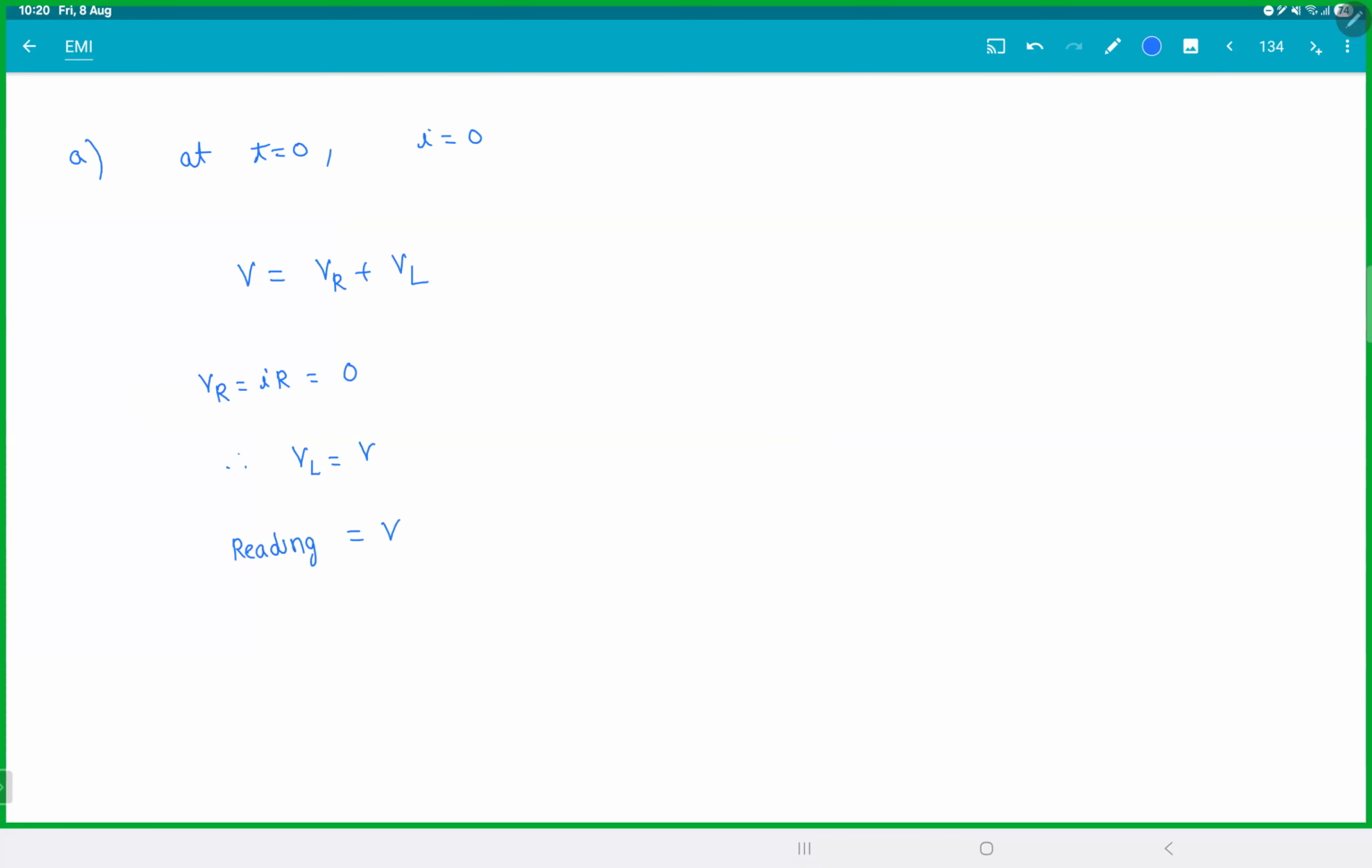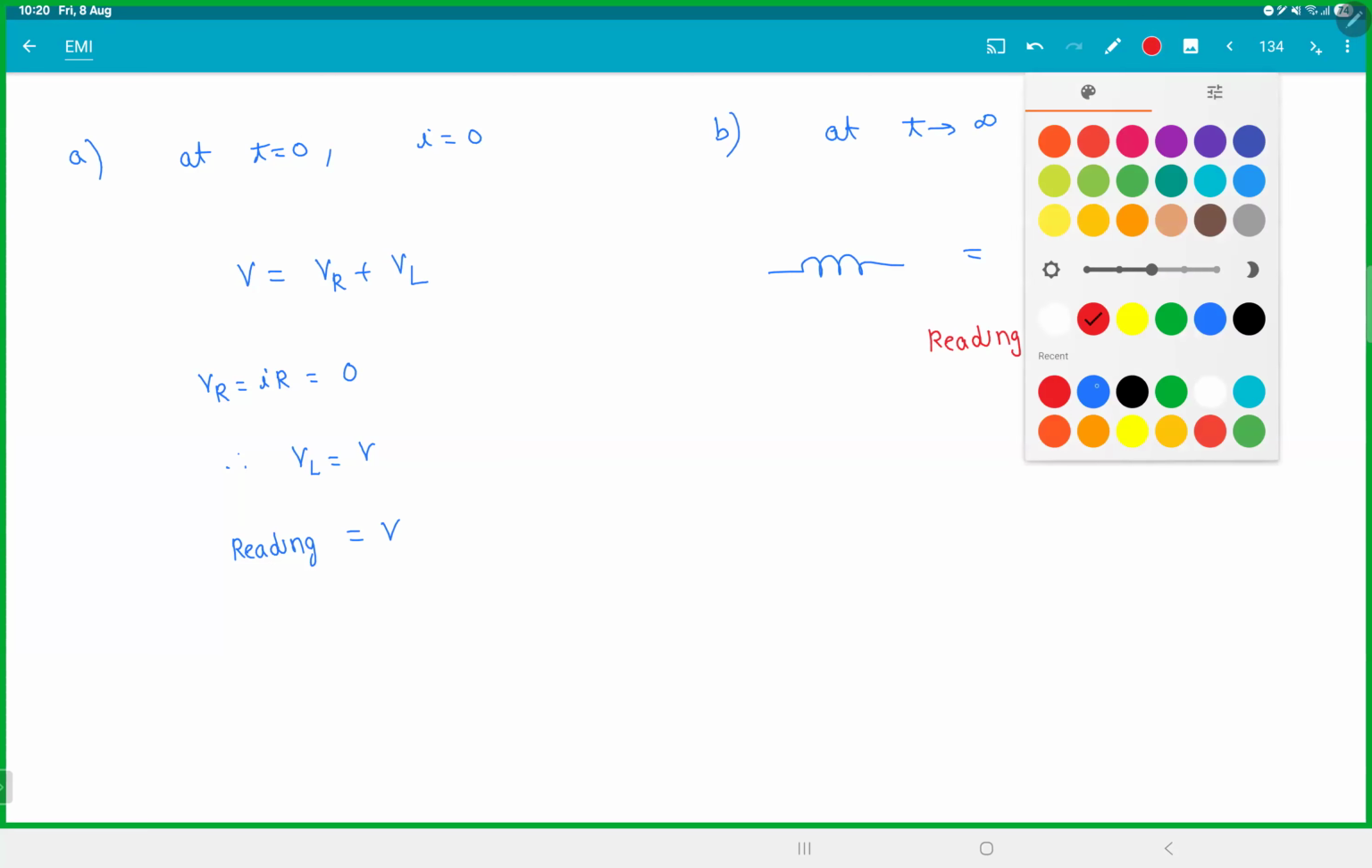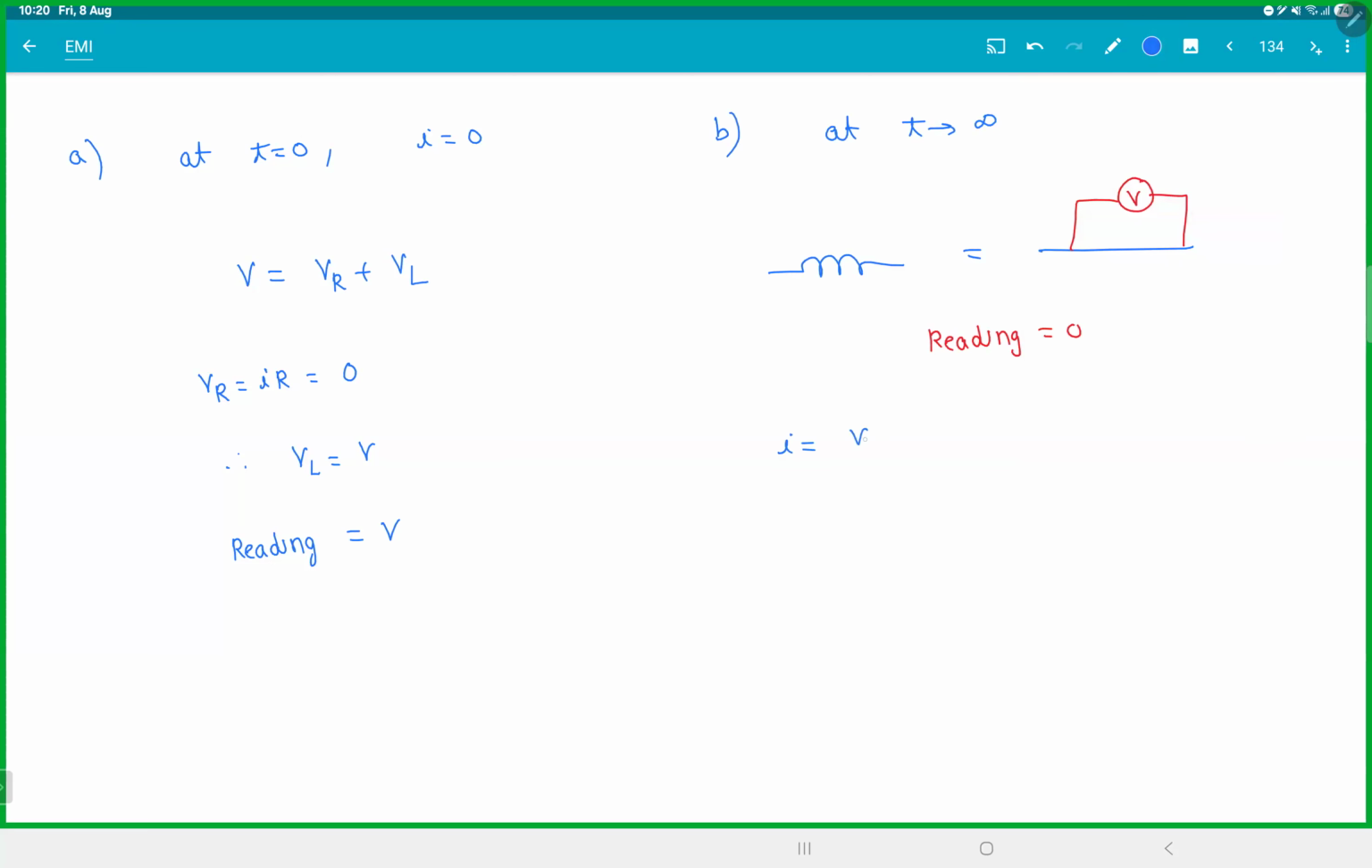Isn't it? If there is no current in the circuit, the resistor will not have any voltage. So all the voltage has gone to the inductor only. It has absorbed all the voltage, but it is not giving any current. If you leave for a long time, t infinity, your inductor simply becomes a wire. Now, if you take a voltmeter and put it here, it is going to show 0. Mathematically, you want to prove, eventually the current becomes V by R, which is constant. And voltage across the inductor is nothing but L di by dt, and di by dt is 0.